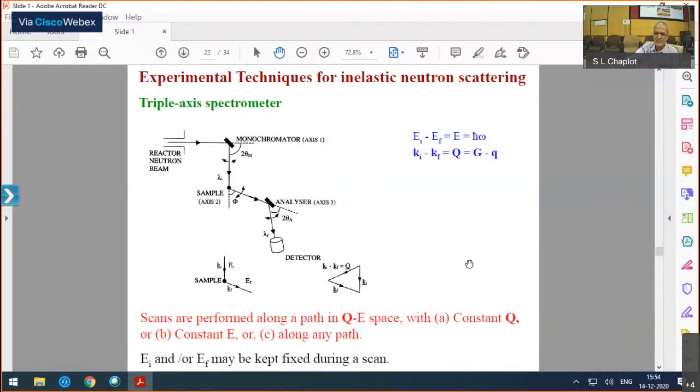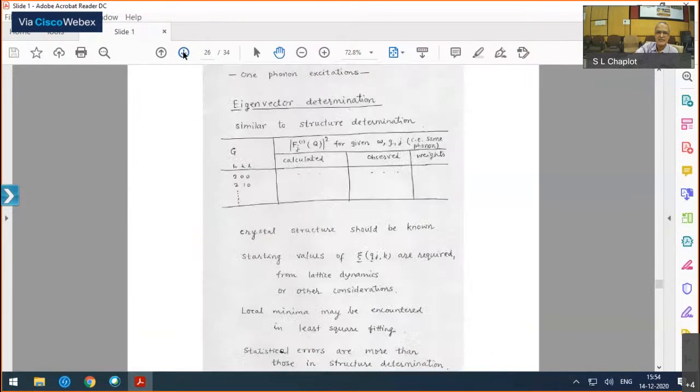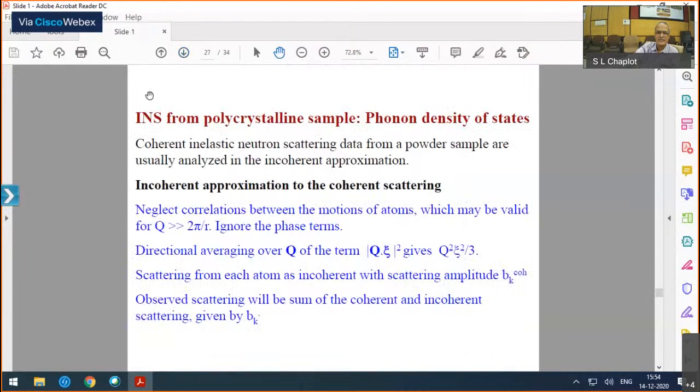So, once this neutron inelastic scattering from periodic dynamics is done, then we will come to quasi-elastic neutron scattering or magnetic inelastic scattering in the remaining part. So, okay, let's move over to inelastic neutron scattering from polycrystalline samples, phonon density of states.